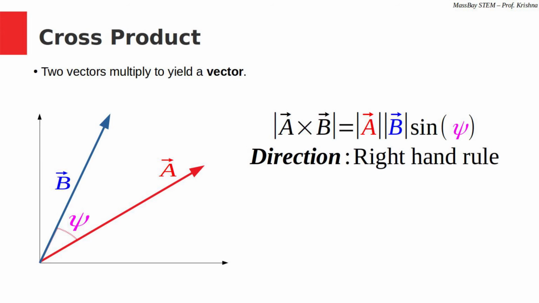The general process is like this. If you have two vectors, A and B, the cross product creates another vector. The size of the product is found by taking the size of A, multiplying by the size of B, then multiplying by the sine of the angle between them. Not the cosine as we did for dot product. For cross product, it's the sine. The direction is given by the right-hand rule.